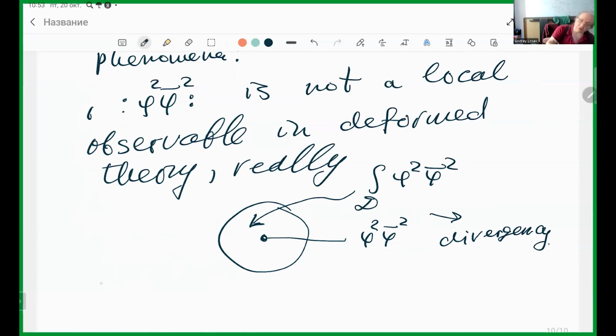So we need to recalculate the space of local observables.